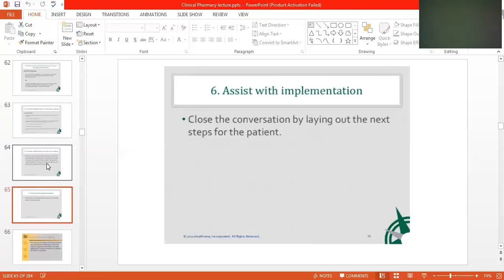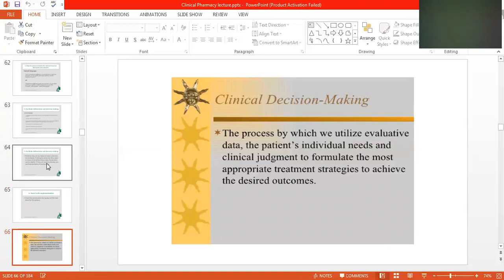The sixth step is to assist with implementation. Close the conversation by laying out the next step for the patient. This is the process by which we utilize patient data, the patient's individual needs, and clinical judgment to formulate the most appropriate treatment strategies to achieve the desired outcome. It means we have to go through a process to decide which medicine or drug to select. For that, you have to understand the clinical need of the individual patient, and after that, formulate appropriate treatment strategies to achieve the desired outcome.